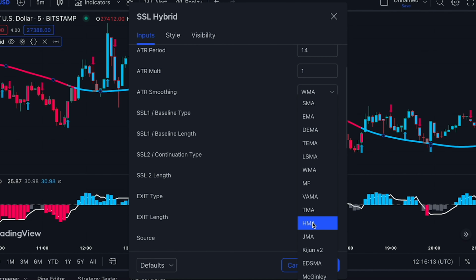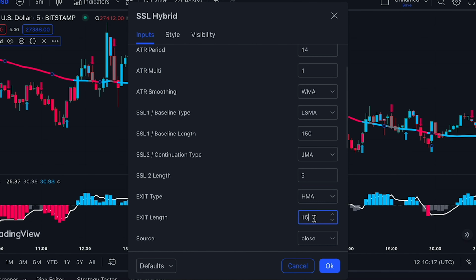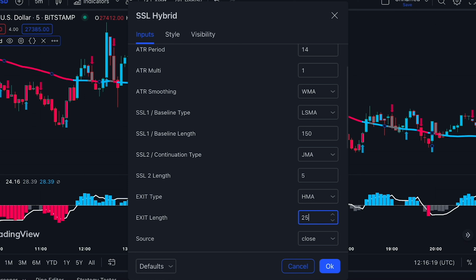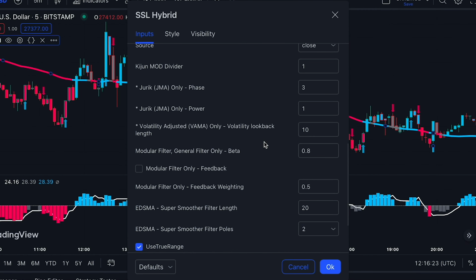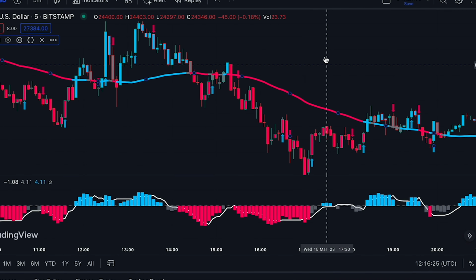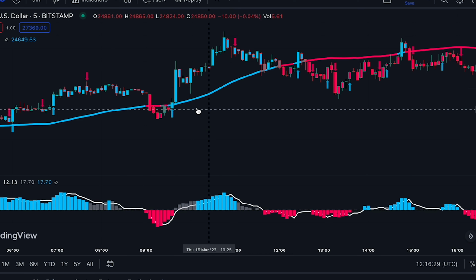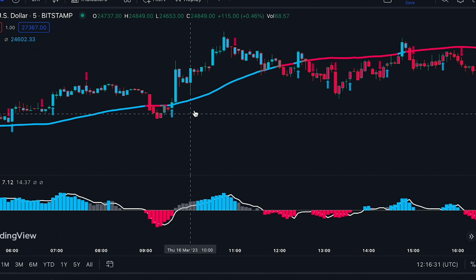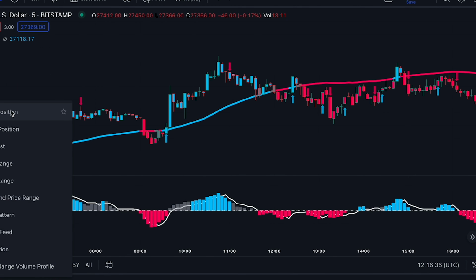SSL Hybrid is a trend-following indicator that incorporates both moving averages and an exit signal, which will be used for entries as well as bar colors. Generally, we'll only be looking to buy when the price is higher than the baseline, and sell entries will only be available when the price is lower than the moving average. The arrows you see on the chart will serve as confirmation.